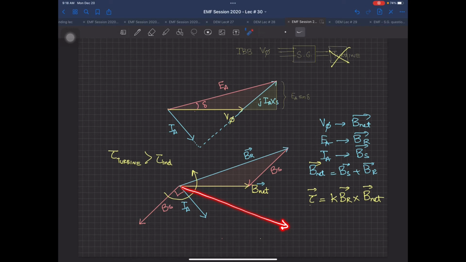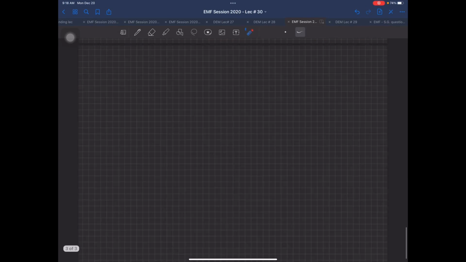And as soon as it comes below the B net, this angle delta, which we use here, K BR cross B net is written as K BR B net sine of delta. So now the BR vector is below B net. Okay? What will happen? Now the torque will be in the other direction. So the motor phenomenon will increase, and now I will draw this from your book, which has the phasor diagram.